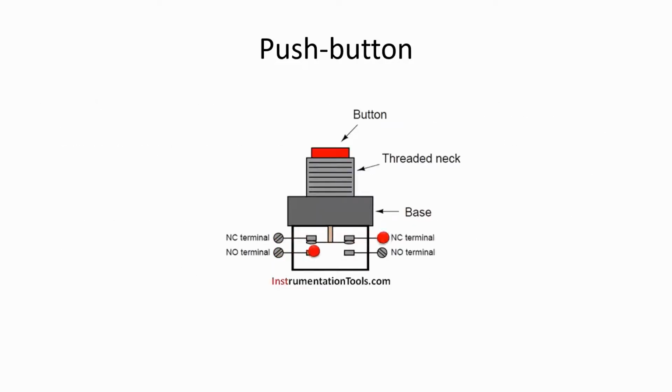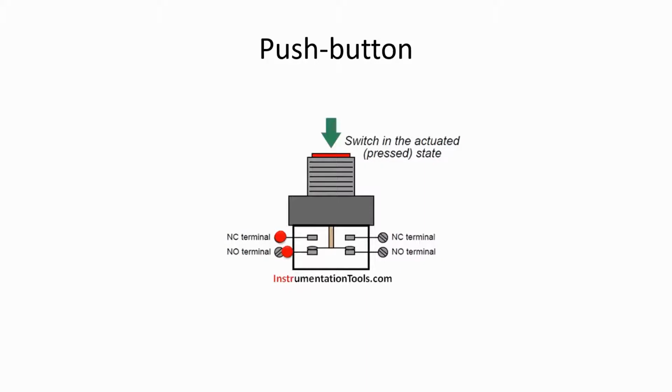Here you can see a small animation of this push button. In the normal state, the normally closed contacts are closed and current passes through them, and the normally open is in open state. When the user presses the push button, the status changes. Normally closed is now open and normally open is closed.